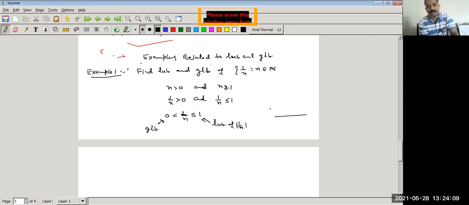Geometrically we can see that the number set 1 upon n lies between 0 and 1. So these are all the upper bounds, but out of these, this 1 is the least upper bound, and this is the greatest lower bound, because all are the lower bounds of this set, but out of these 0 is the greatest.